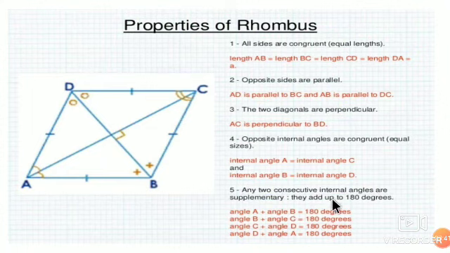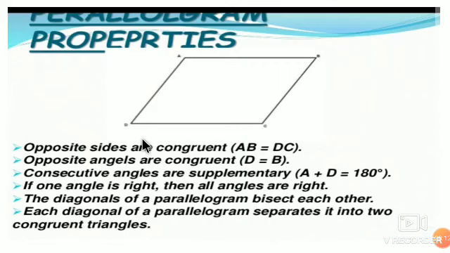Any two consecutive internal angles are supplementary, means the adjacent angles. So if we add angle A plus angle B, we will get 180 degrees. Measure angle B plus measure angle C is equal to 180 degrees. Measure angle C plus angle D is 180 degrees. Angle D and angle A is equal to 180 degrees. These are the properties of the rhombus.